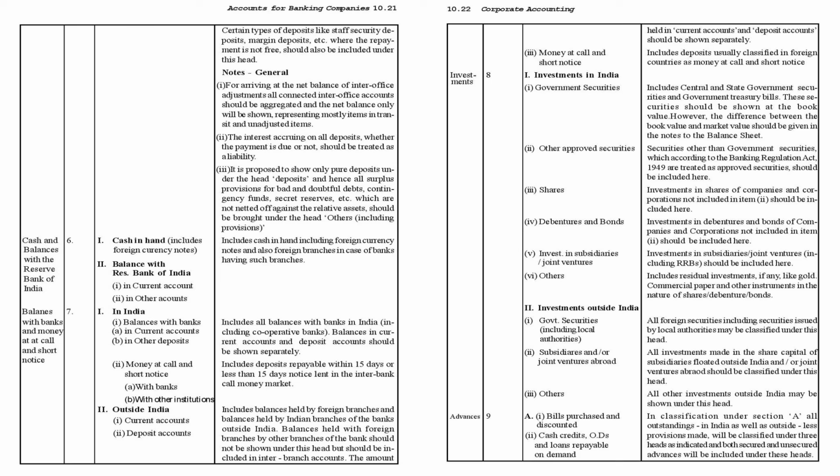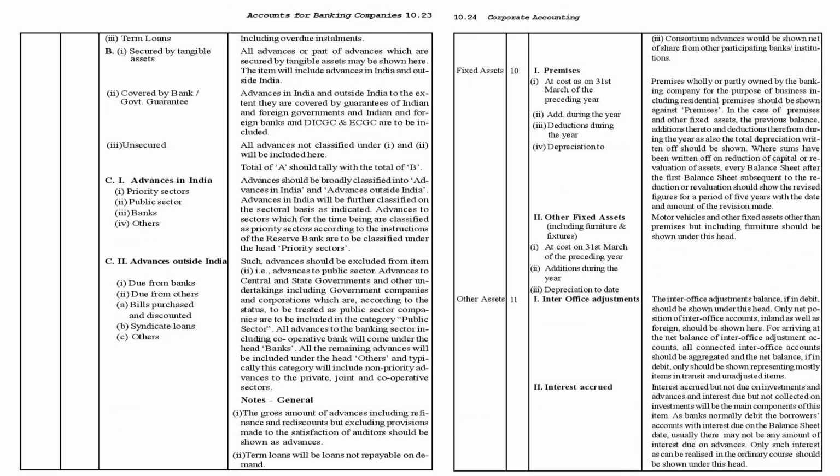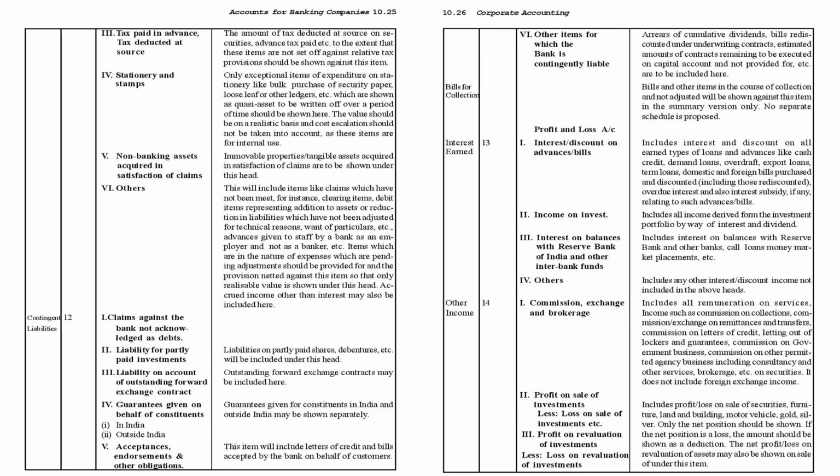Interest earned is through the lending of the bank. The banks might have lent short-term loans, medium-term loans, and long-term loans. All this interest for 1 year should be added and taken as Schedule 13. Other income is related to interest received from investment, dividend received from the investment, etc.